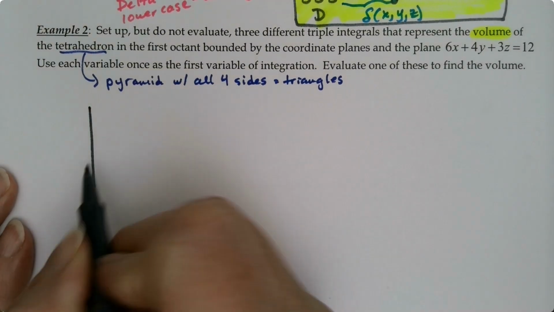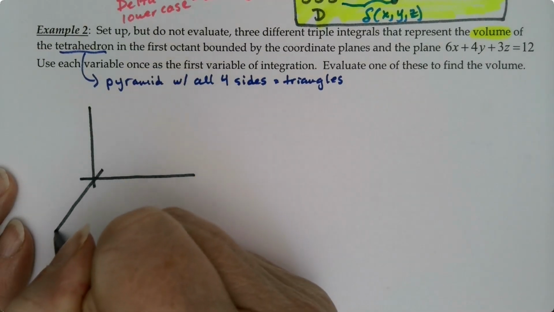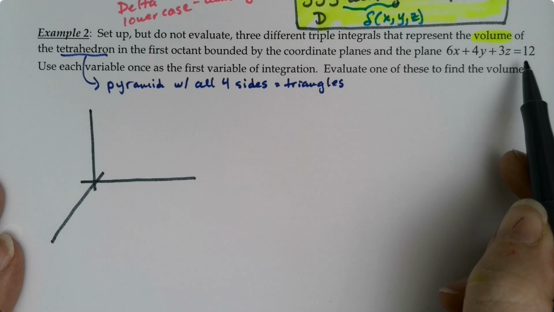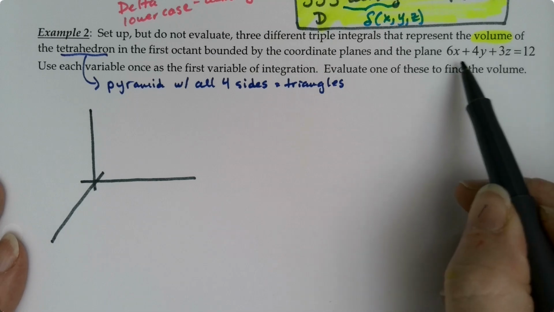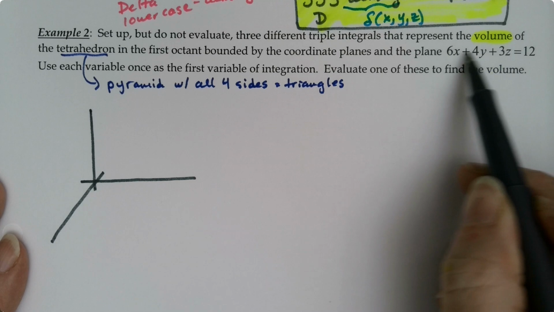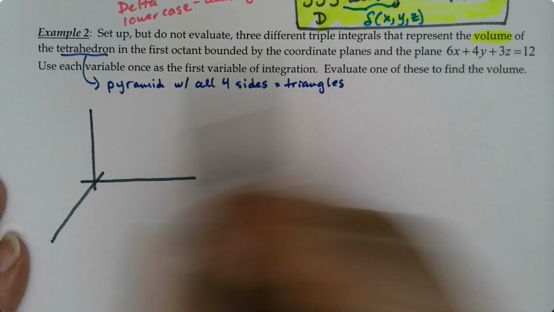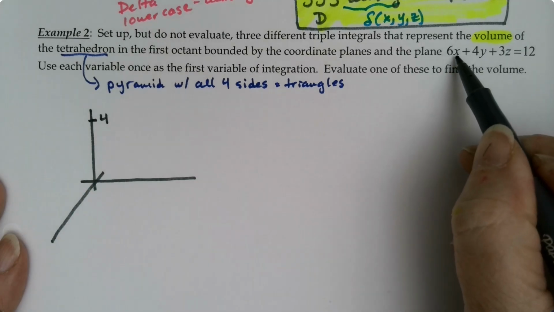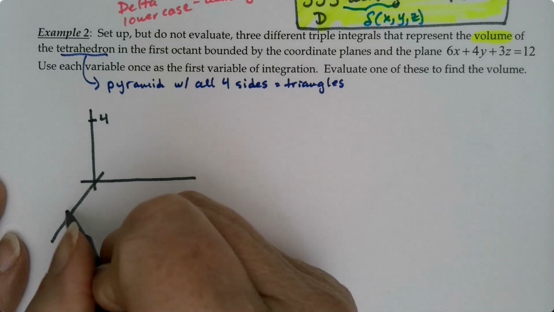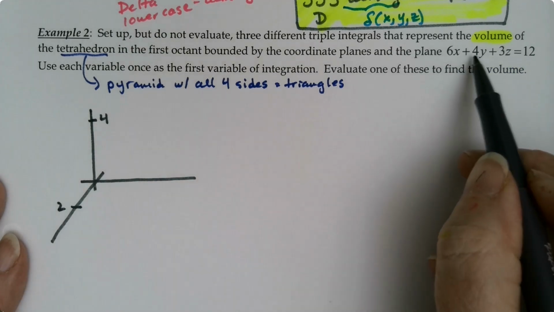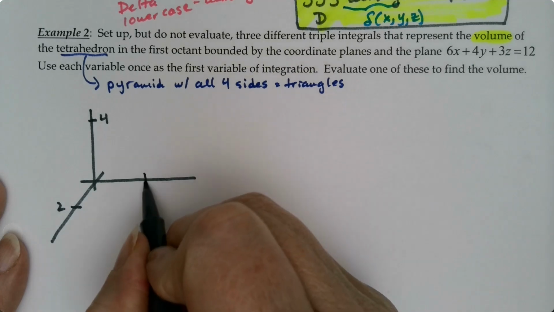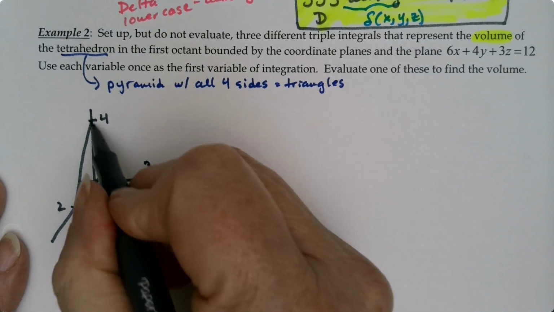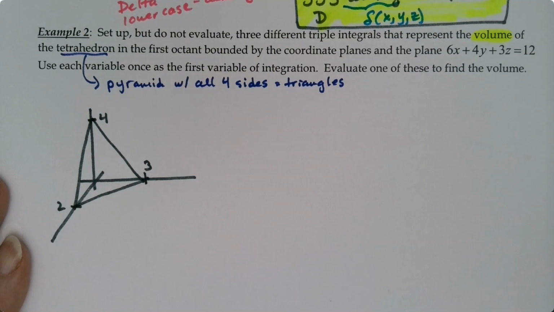So we're going to start off by drawing this thing. Okay, so 6x plus 4y plus 3z equals 12. Remember, we've done this before. If you're on the z-axis, that means the x and the y are zeros. So 3z equals 12 would mean z equals 4. And then 6x equals 12 would mean x equals 2. And 4y equals 12 means y equals 3. So you just connect those points, and there you have your tetrahedron.